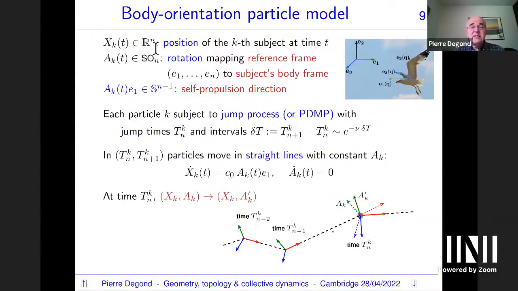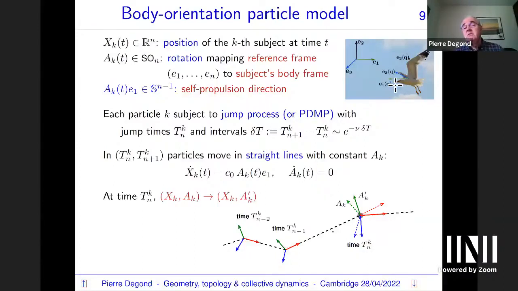Xk is, as I said, a vector in Rn, and the frame. So if you think of this girl as being a particle, it has an attached frame. So this frame is the direction of self-propulsion, and then you have 2 other frames attached to its body.